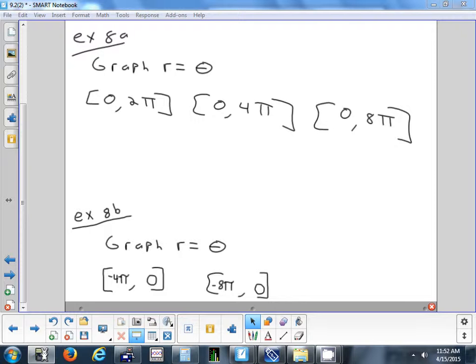Anybody have any general questions on the calculator? Just how you graph something, parametric, polar, or function? Okay.